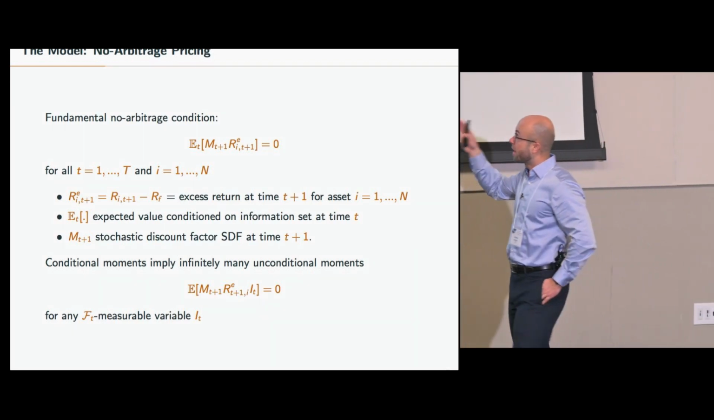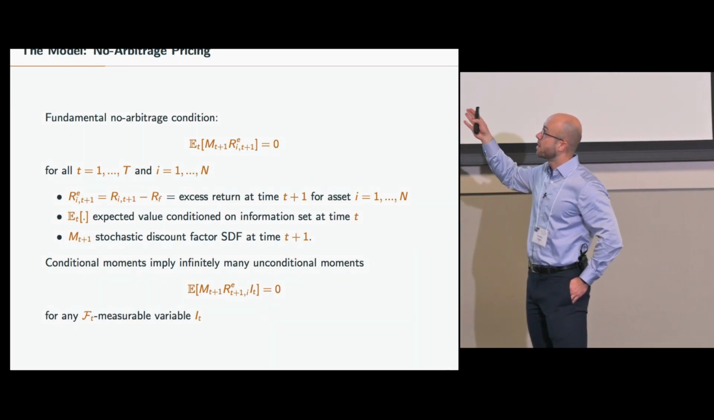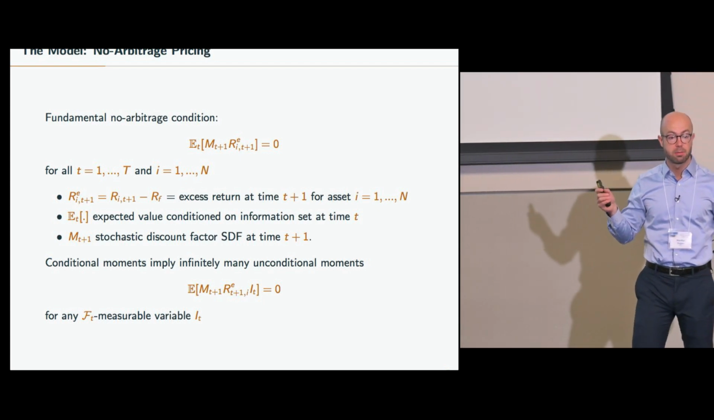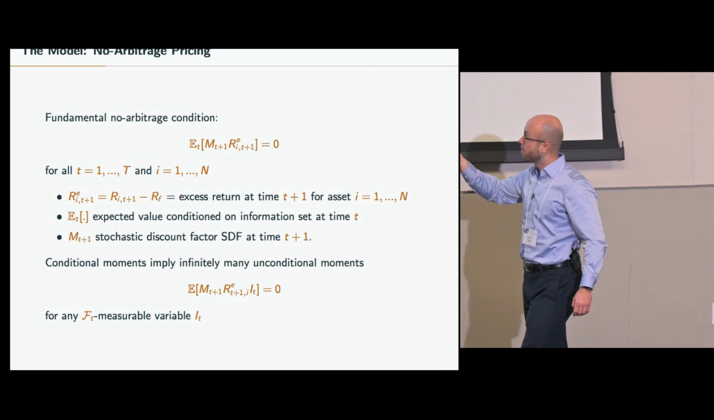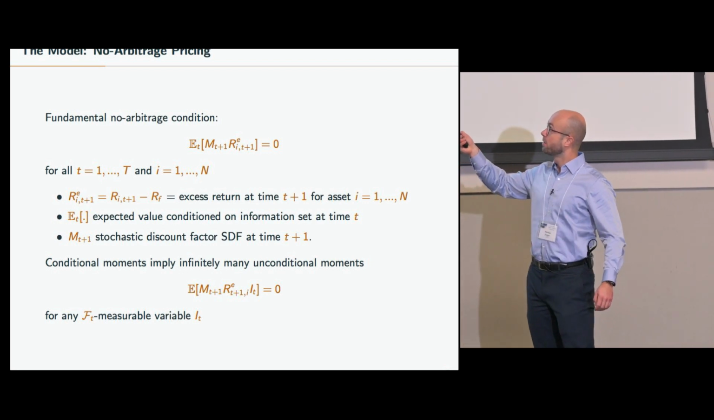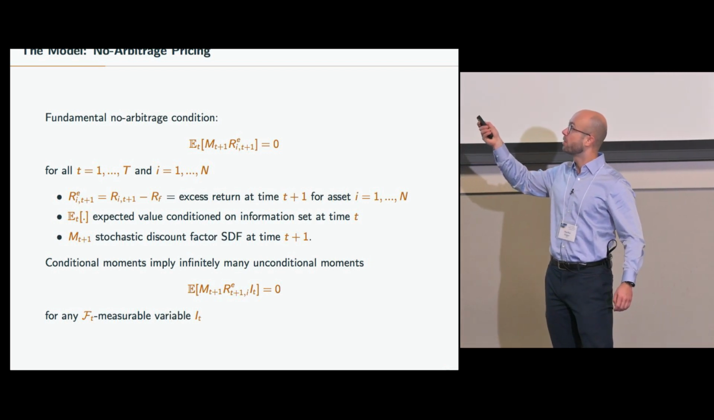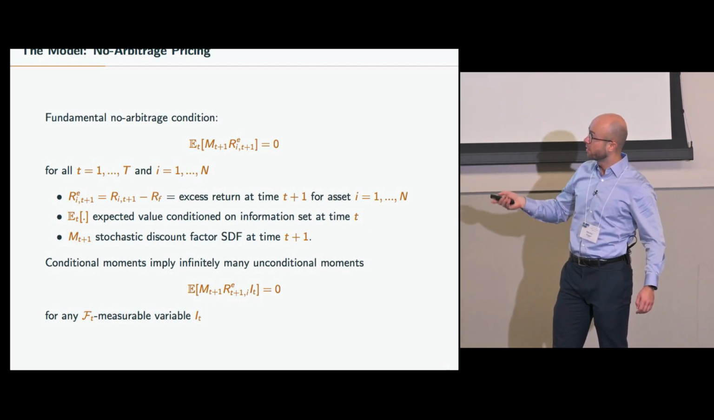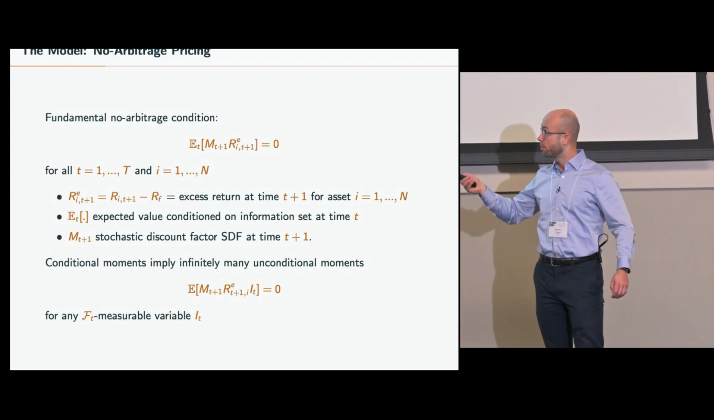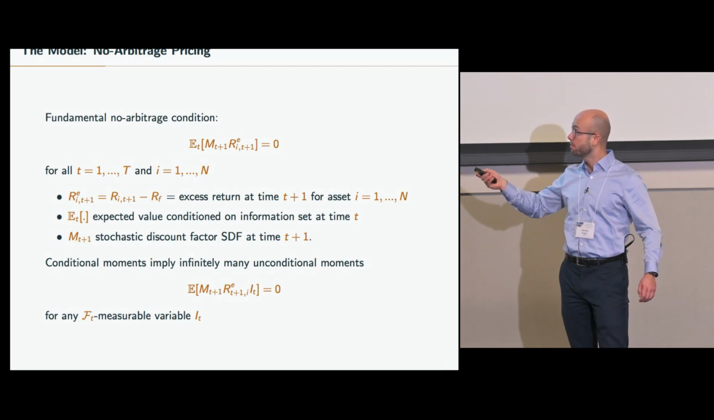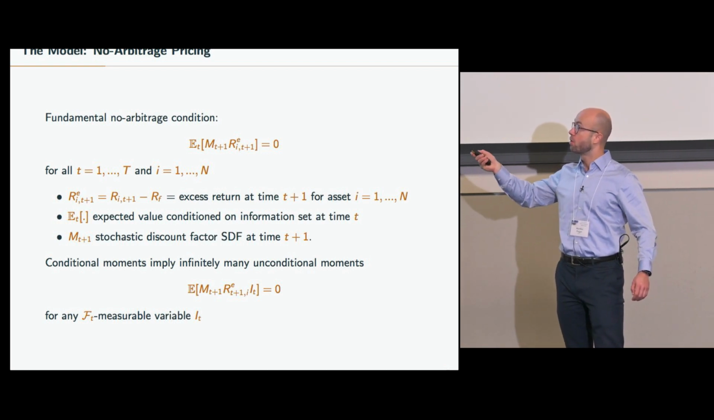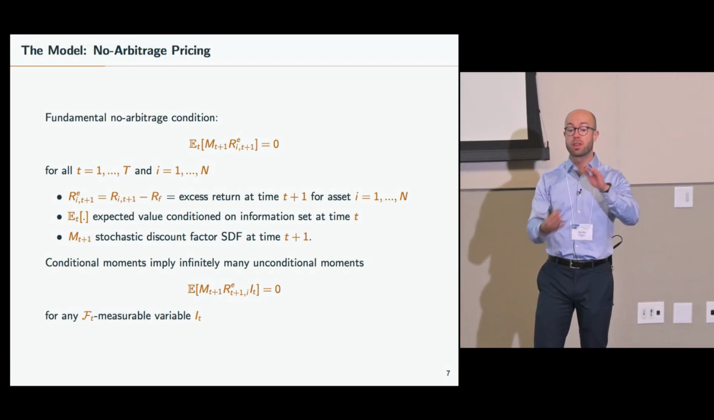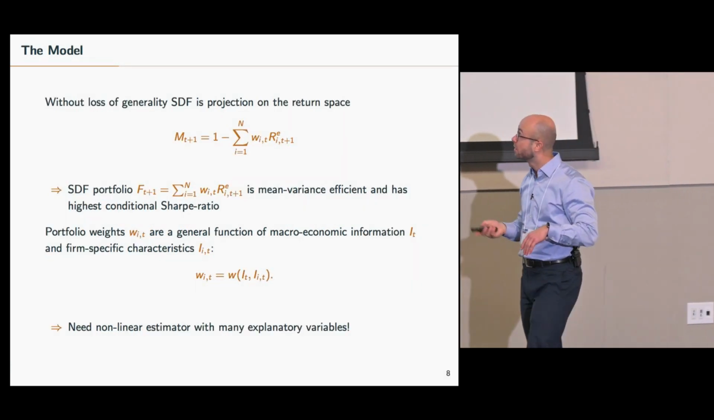So the model starts with a standard fundamental no arbitrage condition. Look at the excess return of asset i at time t plus 1. I multiply by my stochastic discount factor m, then the conditional expected value should be equal to 0. It's important that I work here with conditional expectations, because what it means is that any variable that I can observe at time t, I can put it in here and I get an unconditional moment equation. So no arbitrage is just a large set of unconditional moment equations.